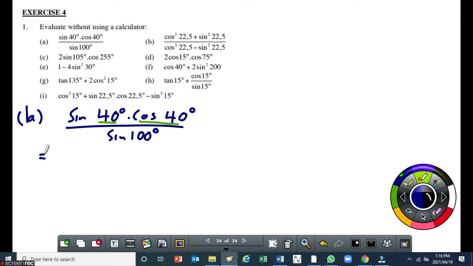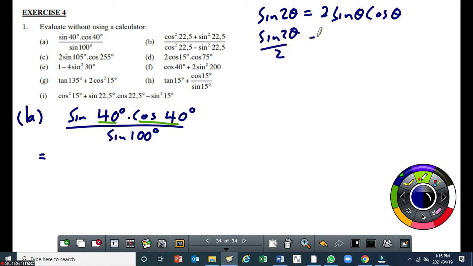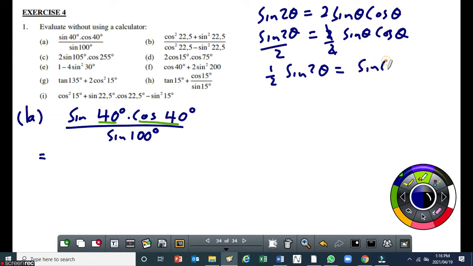So what I mean is sine 2 theta is equal to 2 sine theta times cos theta. If I divide both sides by 2, these two cancel, so I'll end up having a half times sine 2 theta is equal to sine theta cosine of theta. Okay? So I'm going to use that now.